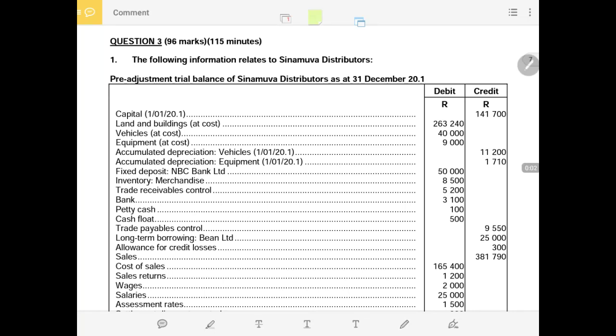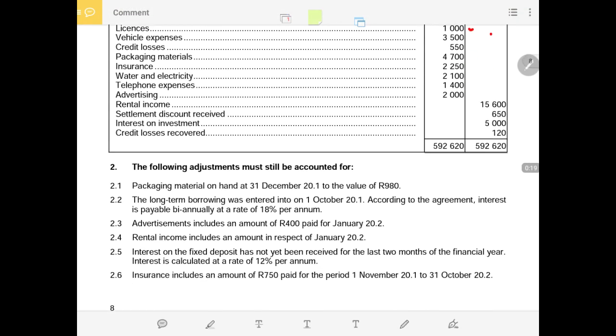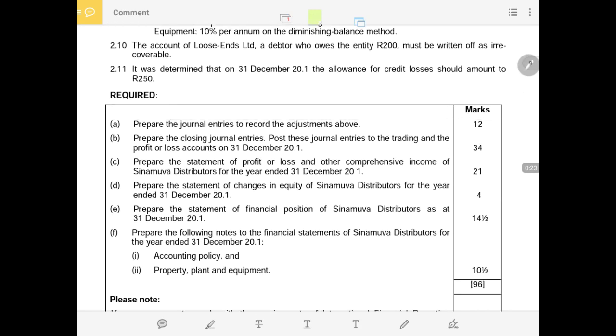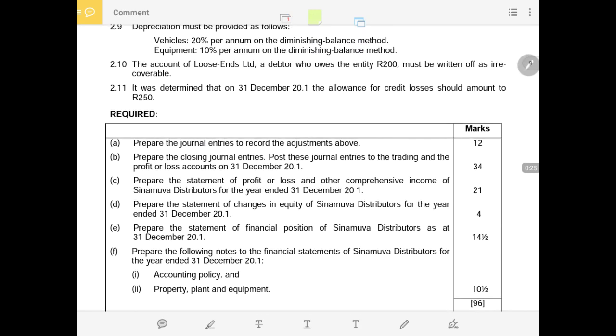Good day, students. Once again, I will be recording this question 3 out of 96 marks, and 115 minutes is the required time. It is based, this question, on financial statements. So let me first read the financial statements that I will be responding to in this question.